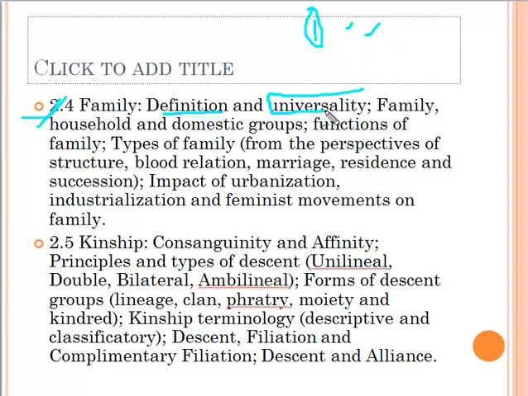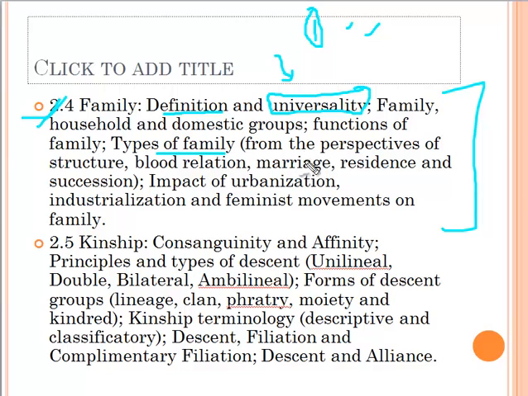Universality means, like marriage is not universal, you cannot give a single straight definition. Similarly for family also you cannot give a single definition. There are different types of families in different parts of the world. Then family, households and domestic groups, and functions of the family. Same as in marriage we have learned, what is the function of the family, and the types of the family from the perspective of structure, blood relation, marriage, residence and succession.